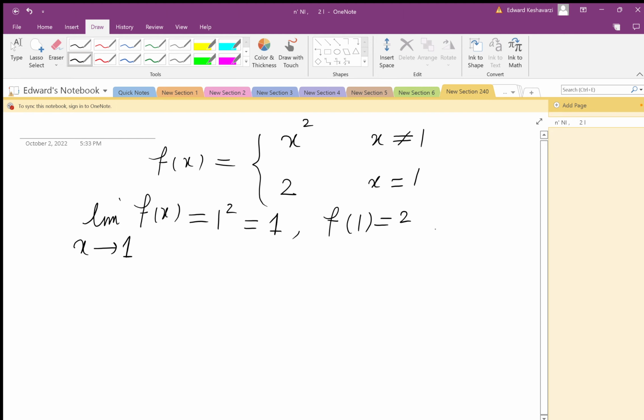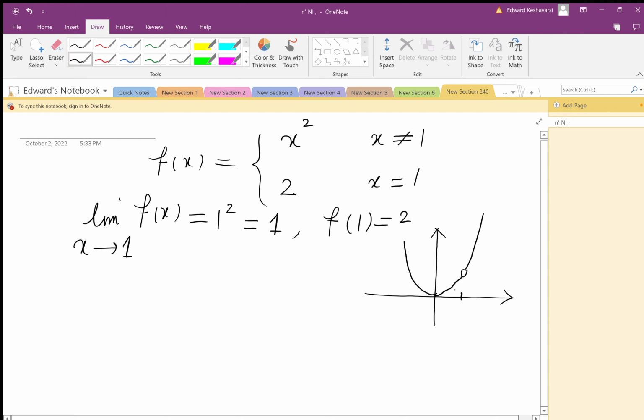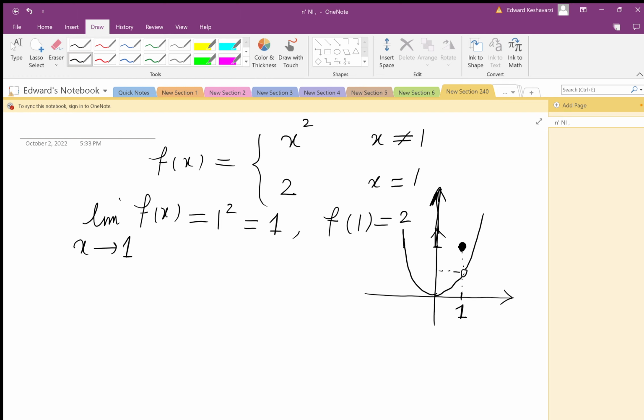I'm going to sketch the graph. So we have x squared everywhere except at 1. So this is x squared defined everywhere except at 1. At 1, the y value is defined to be 2 according to the function given. So 2 is here. There we go. So as you see, a point is removed from the graph and is called removable discontinuity at 1. So let's have another example.